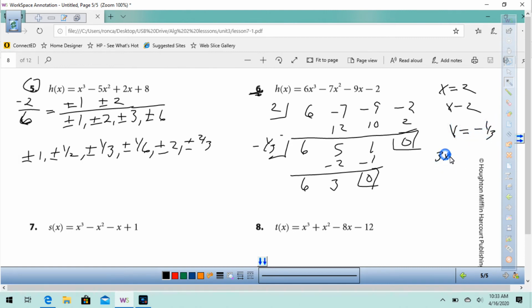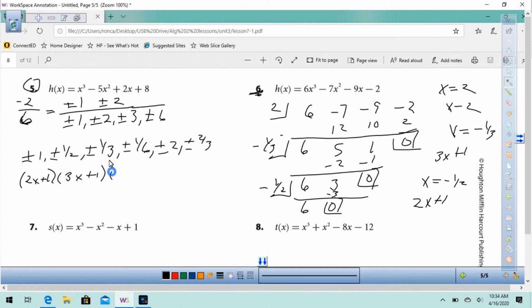That's going to be 3x plus 1. Now, let's see. The only thing it could be, off the top of my head, would be -1/2. So that's going to be 6. That's going to be -3. That's 0. So that's going to give me x equals -1/2. So it's going to be 2x plus 1. So we're going to have 2x plus 1 times 3x plus 1 times x minus 2. Not too bad.